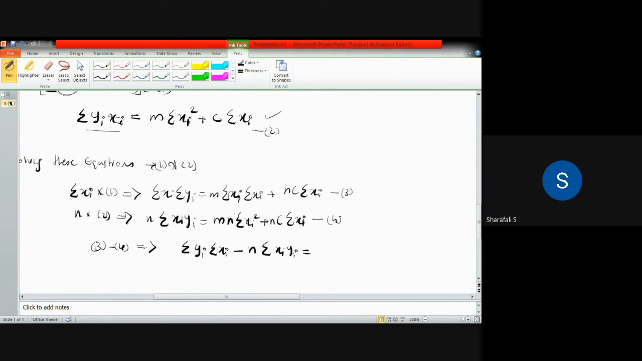the remaining term, that is m into sigma xi minus this term is ncxi, that is same as this term, so that will cancel each other. Then the remaining term is mn sigma xi square.